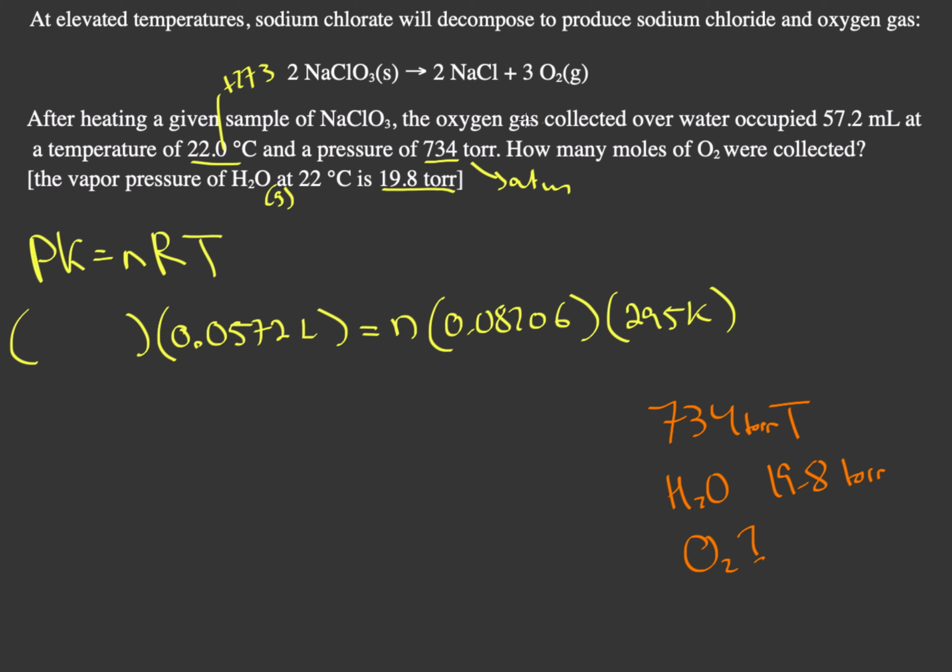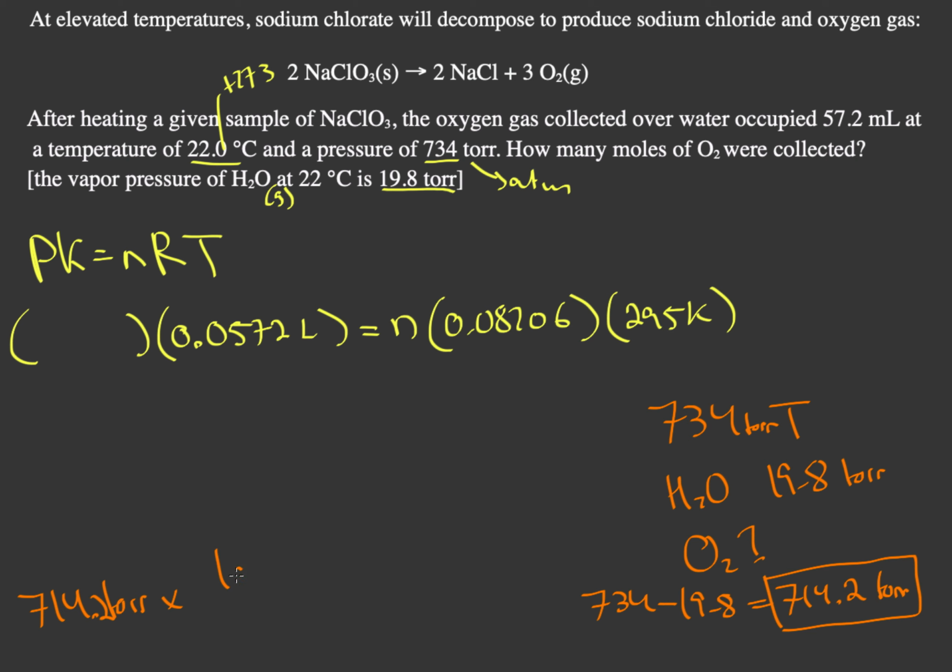So we said the total amount of pressure is 734. Our water vapor essentially is 19.8. So O2 is whatever is left. So if we say 734 minus 19.8, well, that gives us 714.2 torr. So that's actually the pressure that O2 occupies. Now we want to convert that into atmospheric pressure. So we say 714 torr, and this is 0.2 as well.